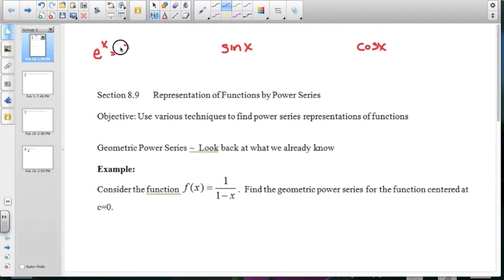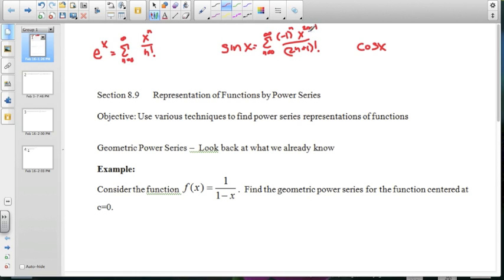So when we're talking about e to the x, we're talking about the sum from n equals 0 to infinity of x to the n over n factorial. So there's the power series for that non-polynomial function. Sine of x is the odds. So we're talking about a series of minus 1 to the n, x to the 2n plus 1, over 2n plus 1 factorial.